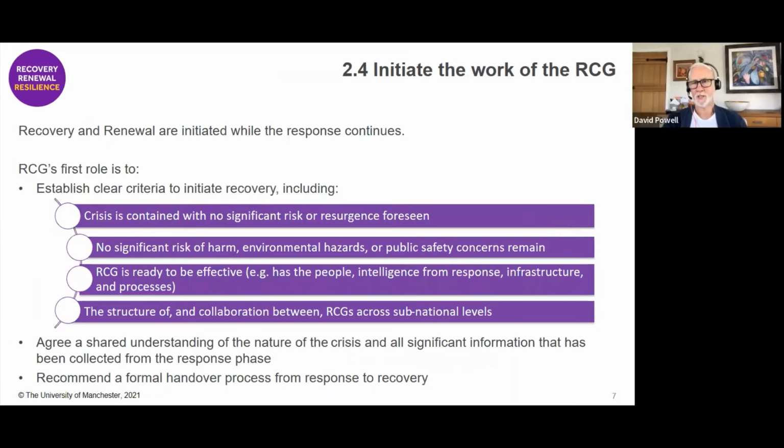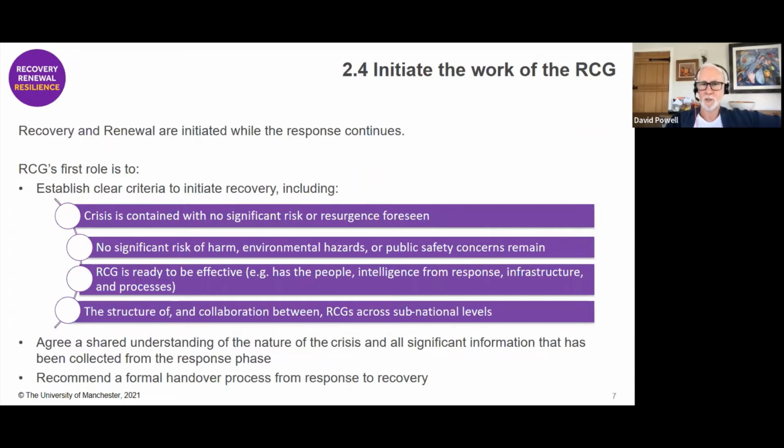And then initiating some of the work of the RCG. You know, we already discussed that we believe that recovery can start whilst response continues. Certainly the thinking about recovery, you know, the reflections on what we think is happening, where the priorities might lie. So the first role we think is to establish some clear criteria to take over from the response phase.